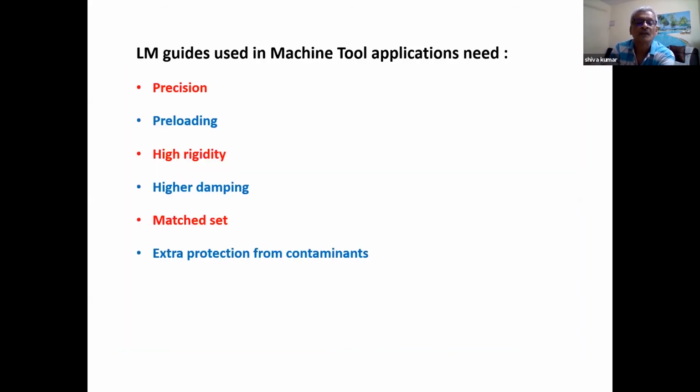So, briefly speaking, LM guides used in machine tool applications need precision, preloading, high rigidity, higher damping. We use mat set and extra protection from contaminants. Now, we will go through each one of these parameters. This is important to understand what exactly it means and how it should be treated when it comes to selecting the guide. These, of course, are important for machine tool and high-end applications normally, not generally critical for general engineering application.